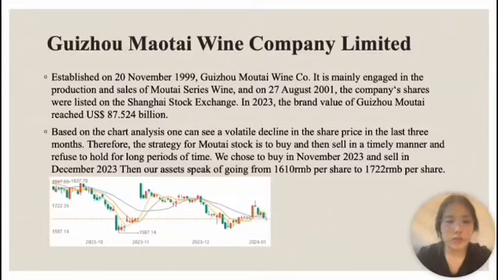Based on the chart analysis, one can see the decline in the share price in the last few months. Therefore, the strategy for Moutai stock is to buy and then sell in a timely manner and refuse to hold for long periods of time. We choose to buy in November 2023 and sell in December 2023. Then our assets go from 1610 RMB per share to 1722 RMB per share.